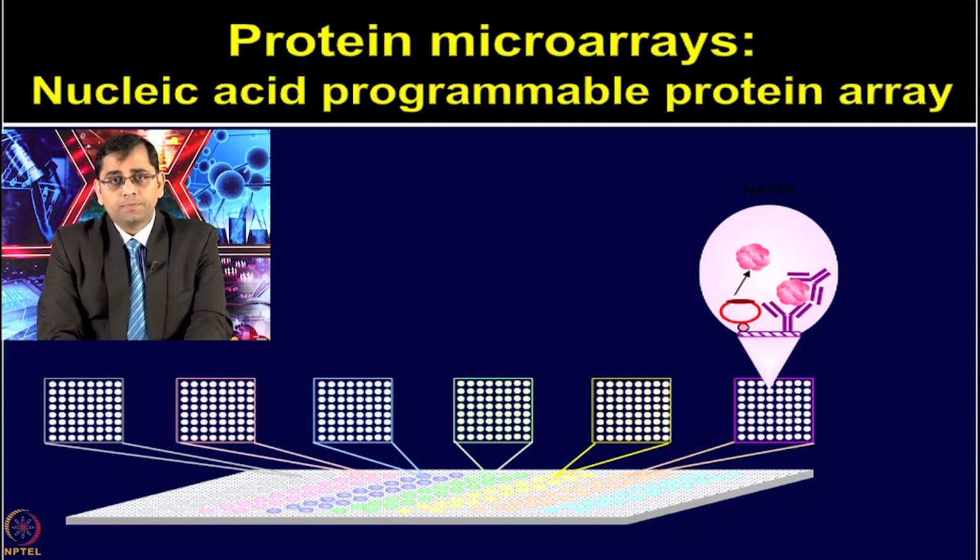Dr. Joshua LaBaer's group at Harvard at that time in 2003-2004, while now they have moved to Arizona State University, but this work was done at Harvard, developed nucleic acid programmable protein arrays or NAPA, in which the cDNA containing the GST tags are printed on the array surface along with a capture anti-GST antibody. Protein was expressed using a cell-free expression system and captured by the antibody.